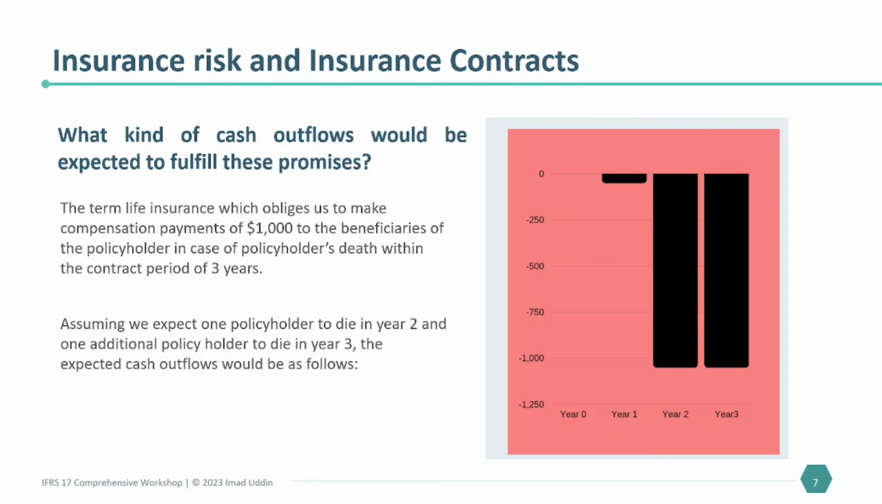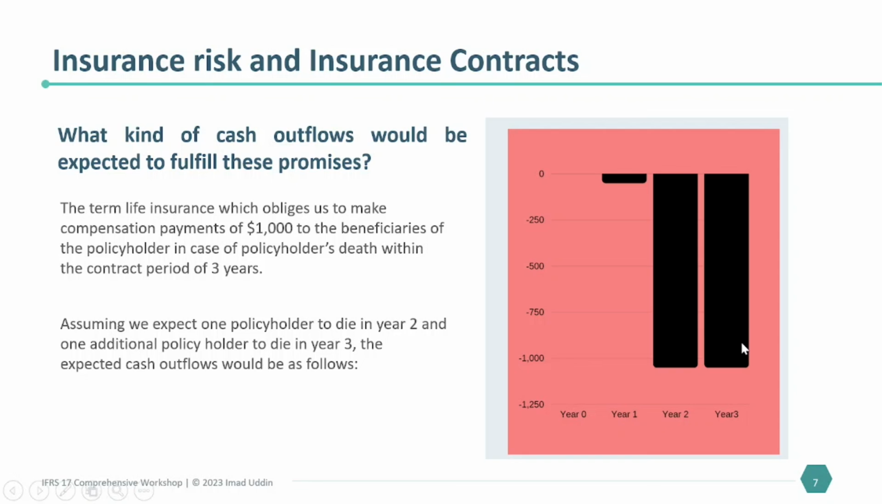Coming back to our example, what kind of cash outflows would be expected from these 100 insurance contracts? The term life insurance obliges us to make compensation payments of $1,000 to the beneficiaries of the policyholders in case of the policyholder's death within the contract period of 3 years. So based on our actuaries' expectations, we are expecting one policyholder to die in year 2 and one additional policyholder to die at the end of year 3, and therefore the expected cash outflows would be as follows.